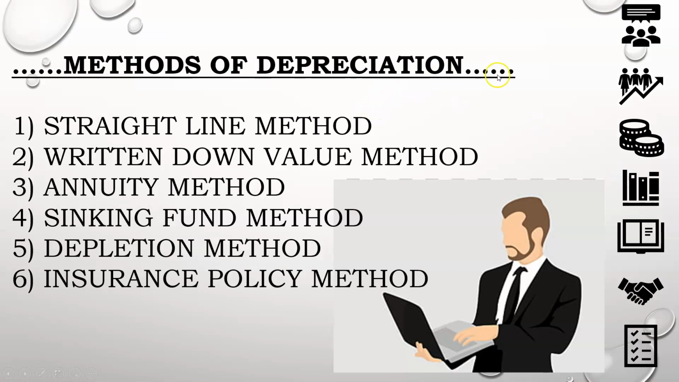Now, methods of depreciation. How do we calculate the depreciation? There are famous methods of employing depreciation. The first one being the straight line method, the written down value method, annuity method, sinking fund method, depletion method, and insurance policy method. I'm sure that there are other methods that you can find on Google or any other site, but currently there are two methods that are in use and are the most popular. The first one being the straight line method, and the second is the written down value method.